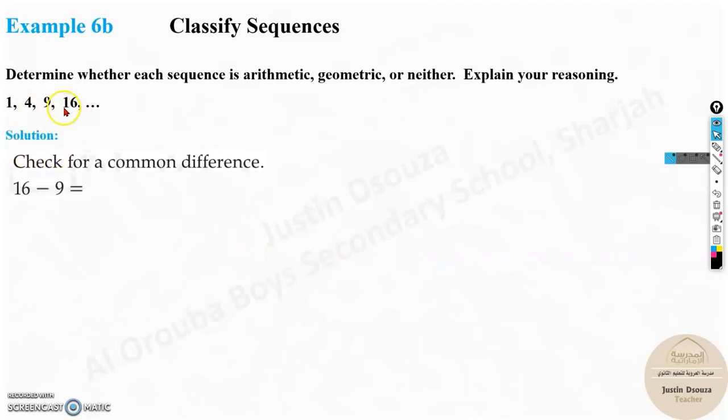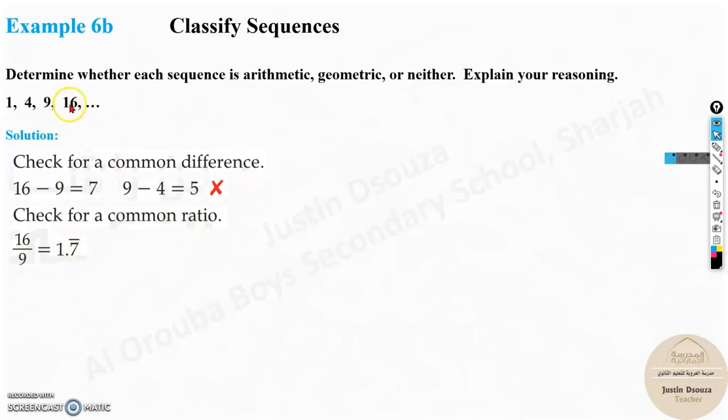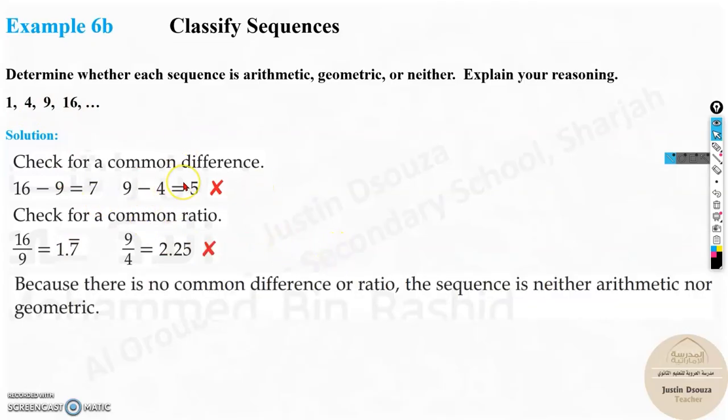See, take the last two terms here. 16 minus 9, you're getting 7. Now, 9 minus 4, you're getting 5. No, it's not going to be an arithmetic sequence. Let's try the common ratio. 16 divided by 9 is 1.7. Okay, let's go for the next one. 9 divided by 4 is 2.25. No, this is not a common ratio either. So this is just random numbers. It's not an arithmetic sequence, nor is it geometric.